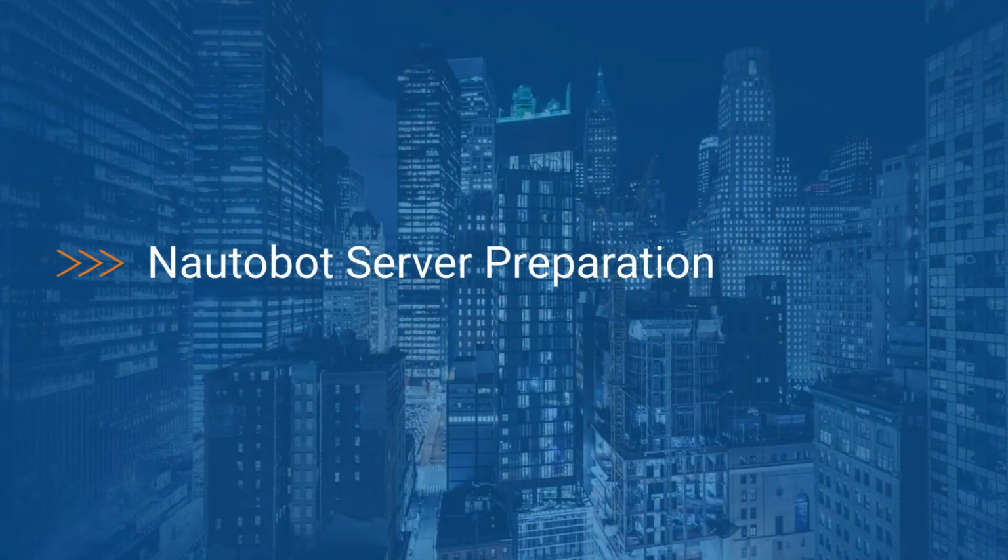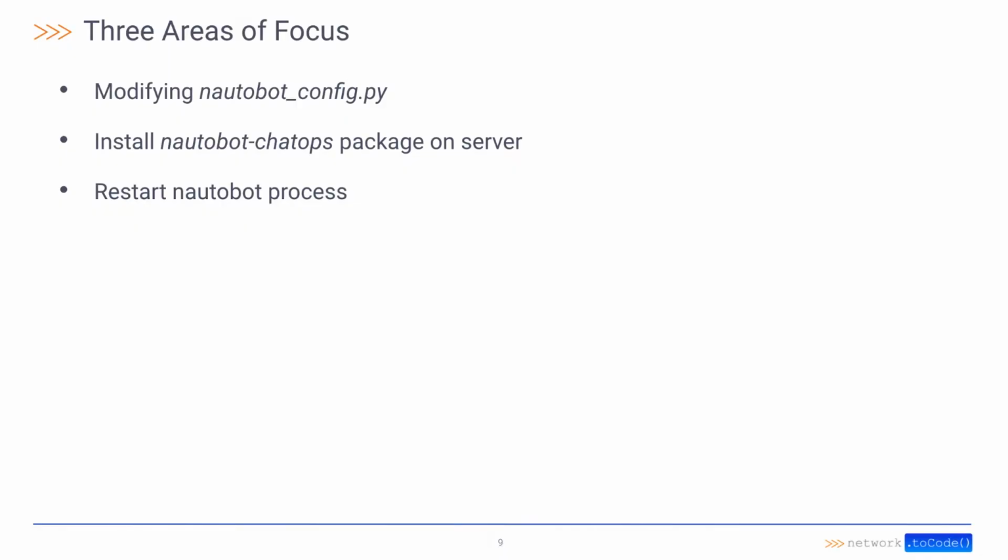Okay, now we're moving on to Nautobot server preparation and configuration. In this section, there's going to be 3 areas of focus. The first one is modifying Nautobot config.py. The next one is installing the Nautobot ChatOps package on the server. And then we'll go ahead and restart the Nautobot process.